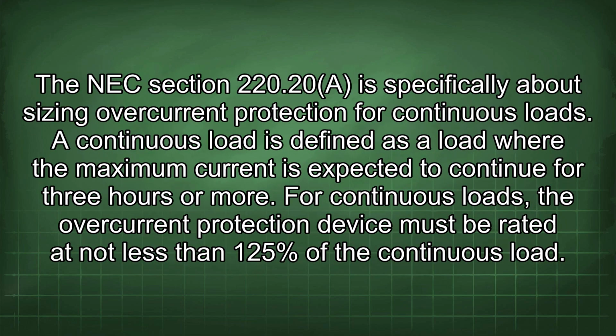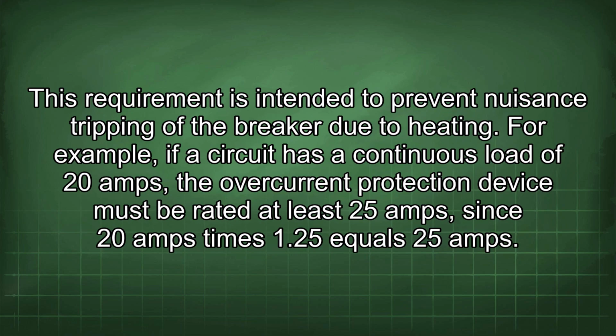NEC section 220.20 is specifically about sizing overcurrent protection for continuous loads. A continuous load is defined as a load where the maximum current is expected to continue for 3 hours or more. For continuous loads, the overcurrent protection device must be rated at not less than 125% of the continuous load. This requirement is intended to prevent nuisance tripping of the breaker due to heating.